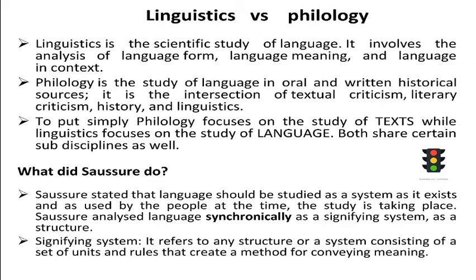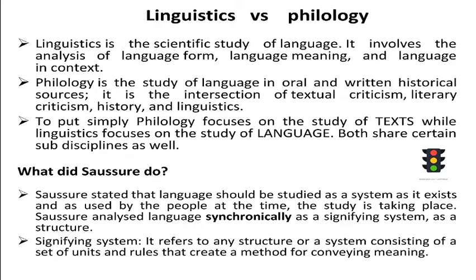Saussure tried to transform the branch of linguistics by defining the object of study of linguistics. Earlier, linguistics studied language diachronically or historically. Saussure stated that language should be studied as a system, as it exists and as used by the people at the time the study is taking place. Saussure analyzed language synchronically as a signifying system, as a structure.